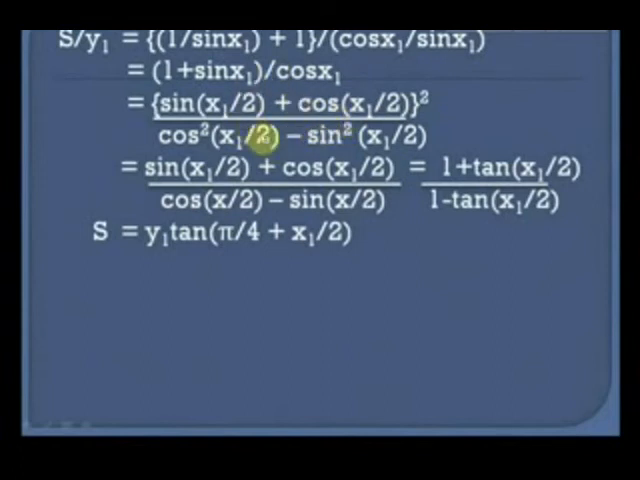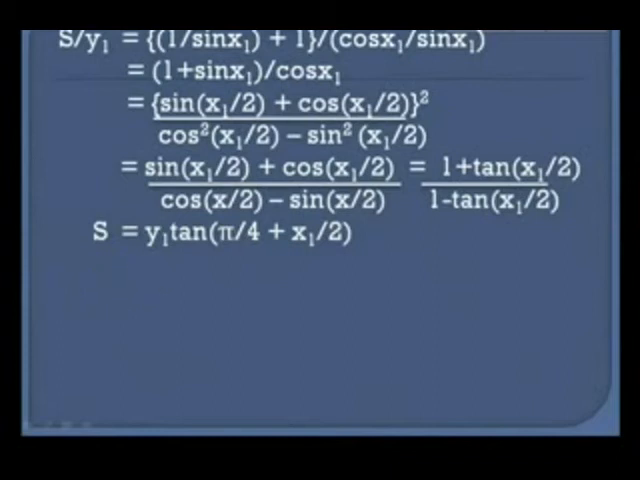Now this further reduces to sin of x1 by 2 plus cos of x1 by 2 divided by cos of x1 by 2 minus sin of x1 by 2. Now we divide the numerator and denominator by cos of x1 by 2 and get 1 plus tan of x1 by 2 divided by 1 minus tan of x1 by 2. This is nothing but equal to tan of pi by 4 plus x1 by 2, and hence we say that s is equal to y1 into tan of pi by 4 plus x1 by 2, and hence we have proved this relation.